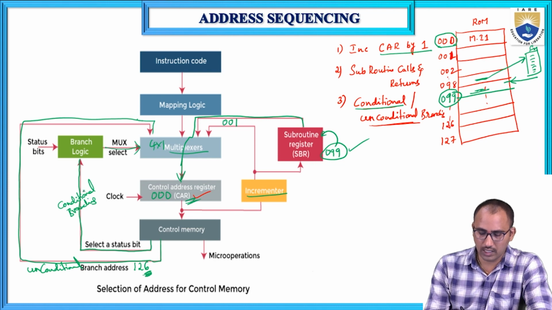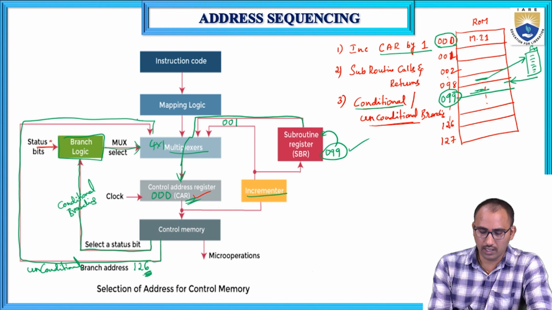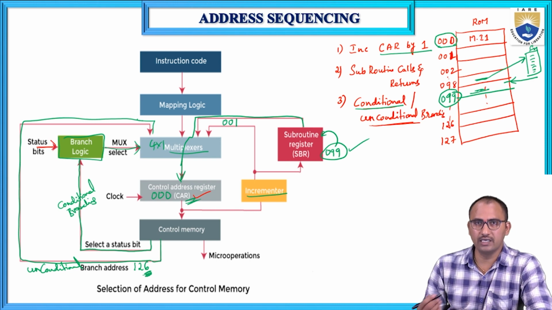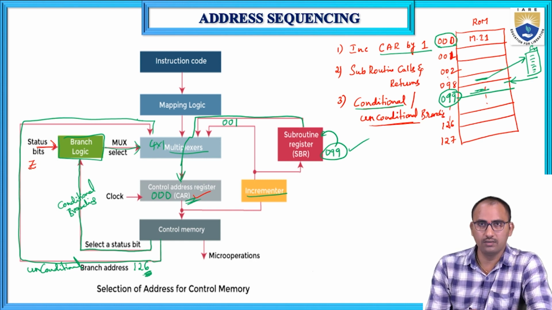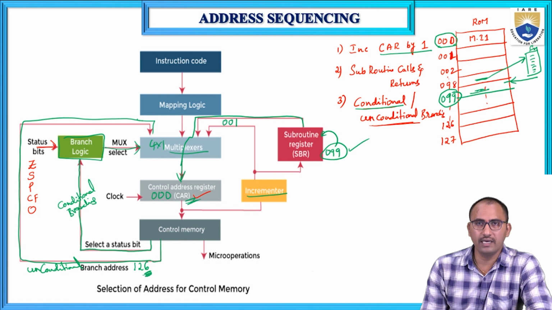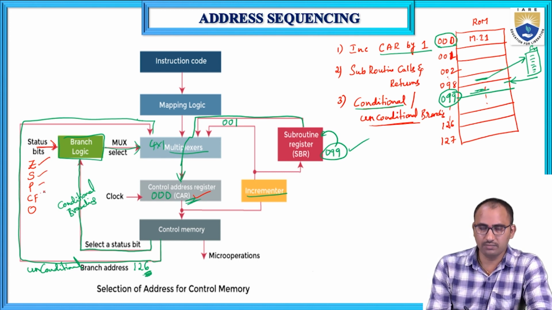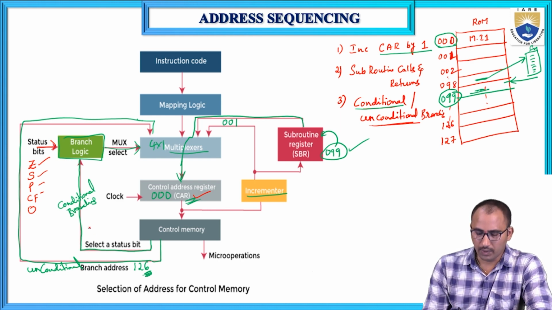Okay, so this is conditional branching. Here we are using branch logic. Some status bits are there: zero flag, sign bit, parity, carry flag, and overflow flag. So we have different status bits, and using those status bits it will check the condition. If the condition is true, then only the branching will take place. Otherwise, there is no branching.